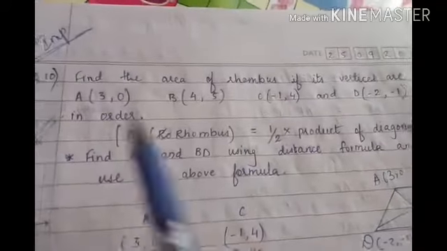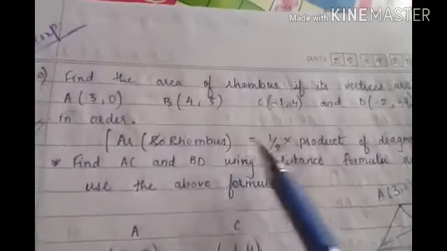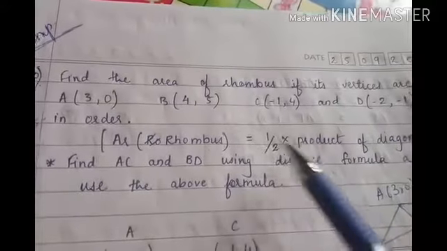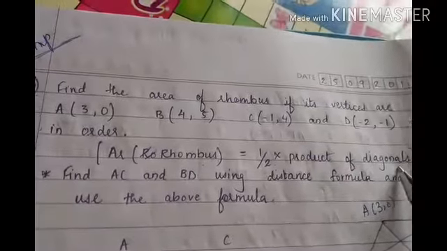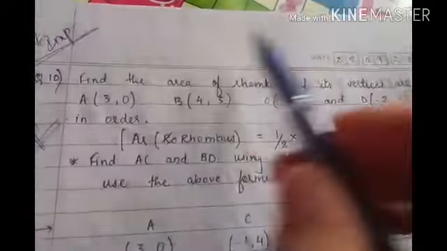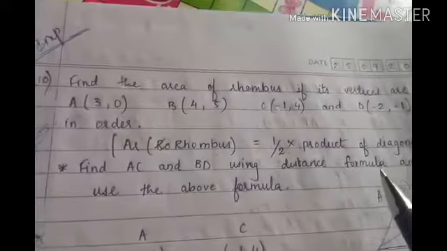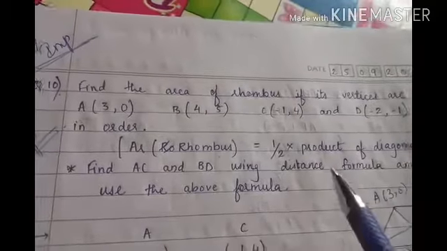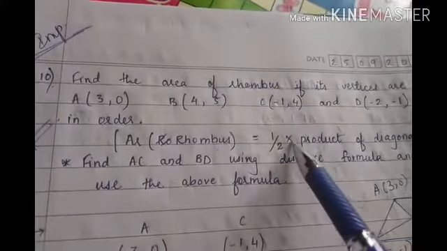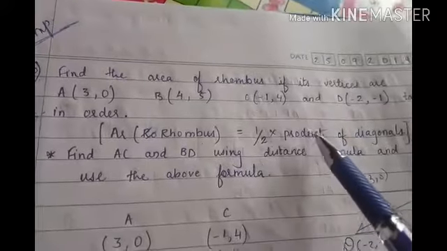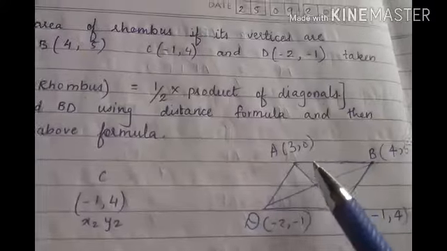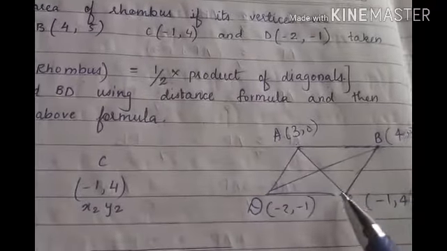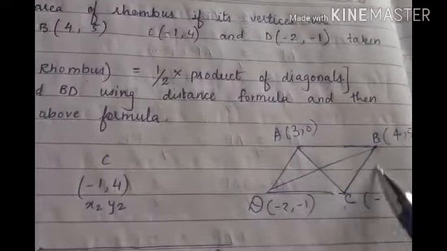Okay, so the most important thing here, it's given in the textbook that area of rhombus is half multiplied by product of diagonals. So basically this question is about using distance formula, and then using the formula half into product of the diagonals, means diagonal 1 multiplied by diagonal 2. So ABCD is the rhombus with the points ABCD. We have to write it.